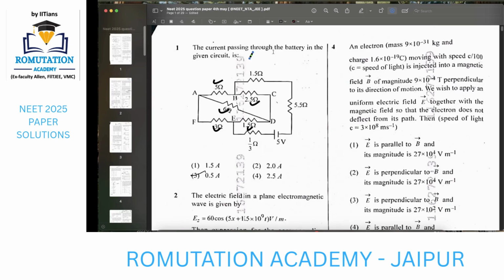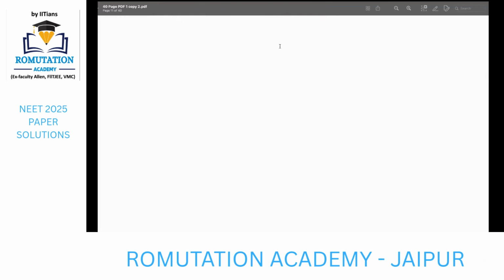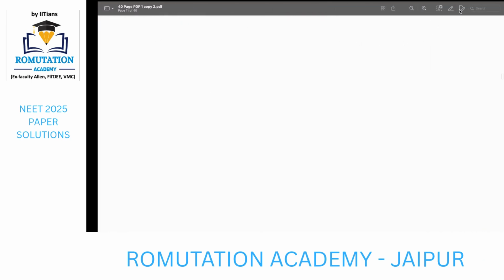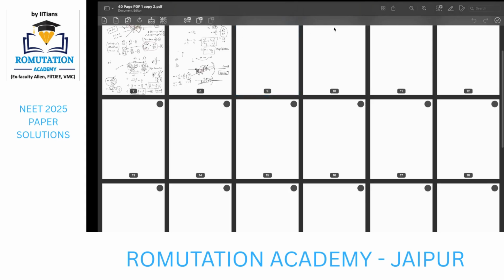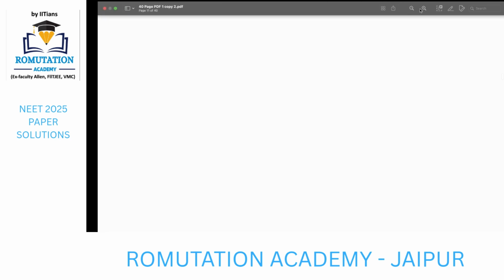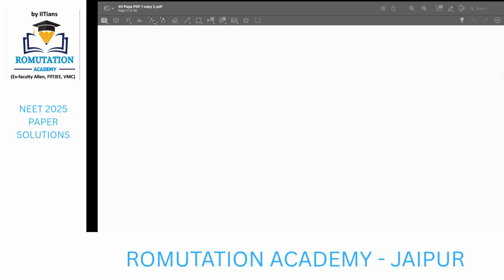I need some place to start writing. Okay, so let's start writing here itself. So there are three resistances: one is 4.5, the other is 6, the other one is 7.5, because that is the formula for R equivalent of such resistances, right? So 1 by R equivalent of these can be written as 2 by 9 plus 1 by 6 plus 2 by 15.